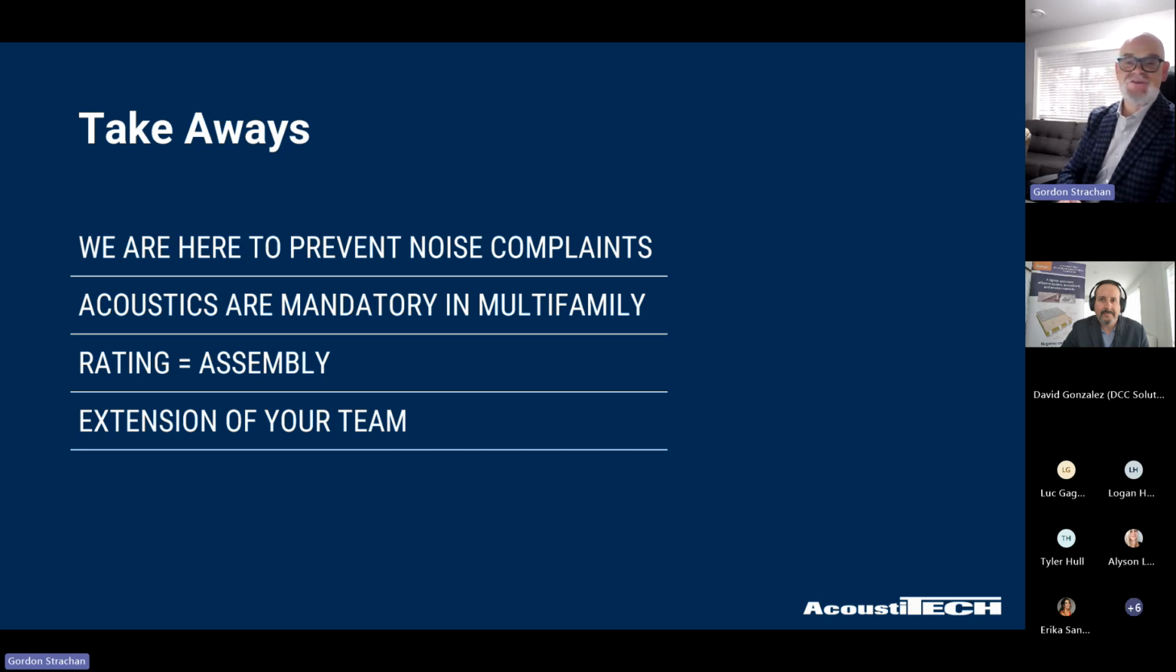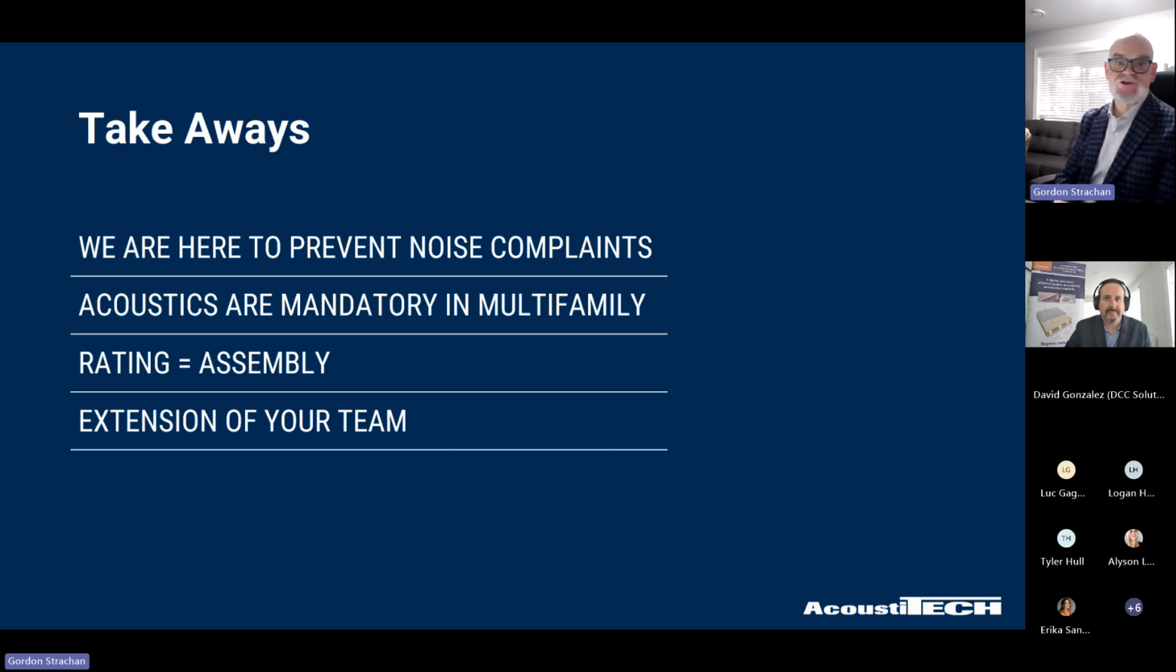Acoustics are mandatory in multifamily, absolutely, especially in light wood frame buildings. I'm seeing a lot of developers shifting from concrete to light wood frame, and they need to understand that there is a difference acoustically when they make those changes. Rating equals assembly, a big one to take out of this. I kind of harped on it. A product does not equal an assembly, just like David said, a product does not equal a LEED certification. It's the assembly or the building, as Dave said.